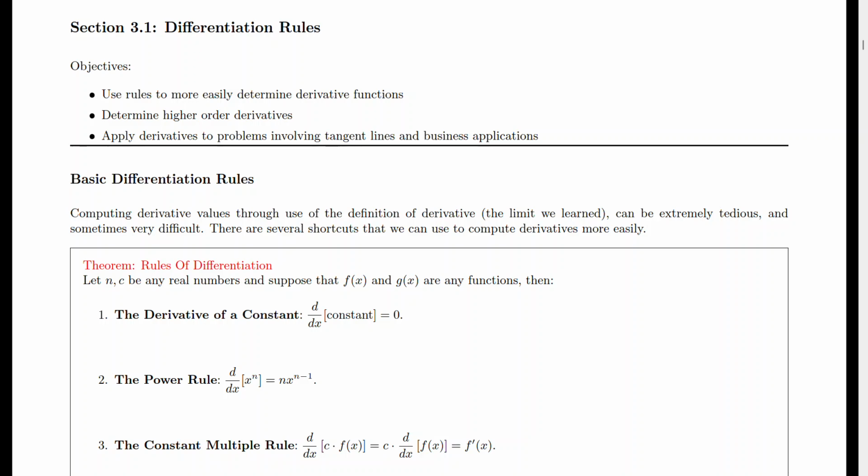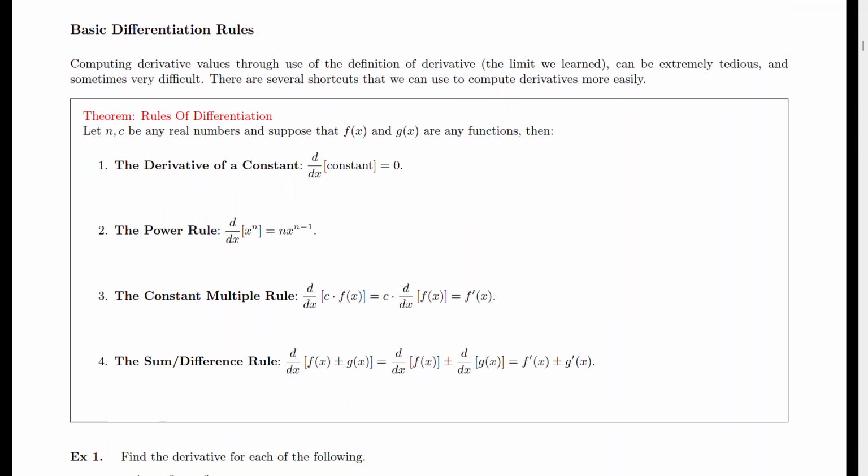Section 3.1, Differentiation Rules. We have three objectives in this section. The first one is to use the rules to more easily determine derivative functions. We want to also determine higher order derivatives, and finally apply derivatives to problems involving tangent lines and business applications. So we begin with the basic differentiation rules.